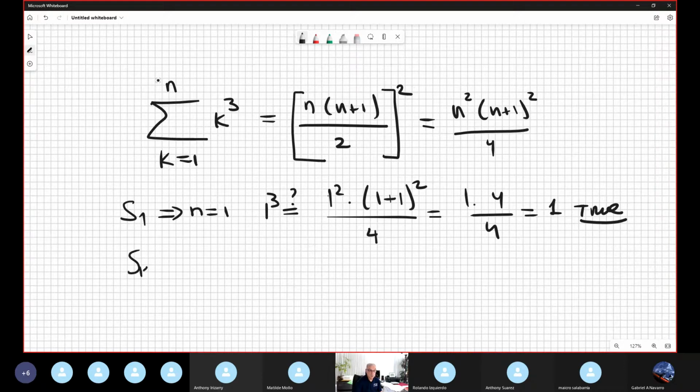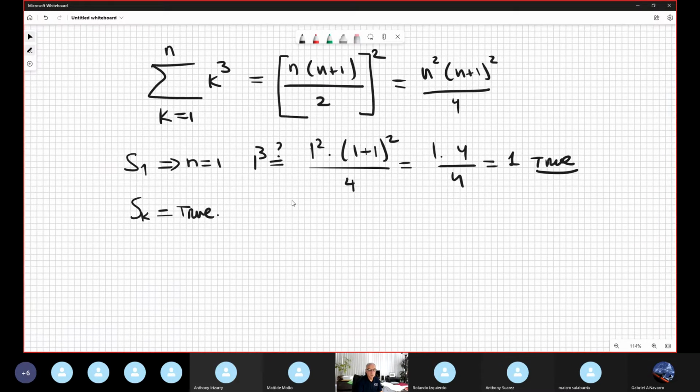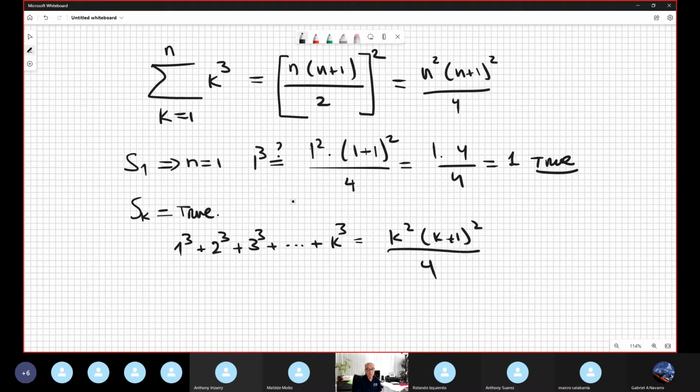And you assume S sub k true. And S sub k is, let me expand the summation. So it is 1 cubed plus 2 cubed plus 3 cubed plus up to k cubed should be equal to k squared, k plus 1 squared divided by 4. This is the assumption. I suppose it's true.